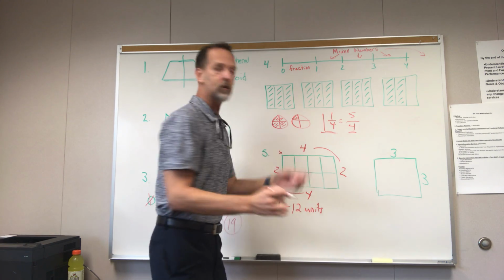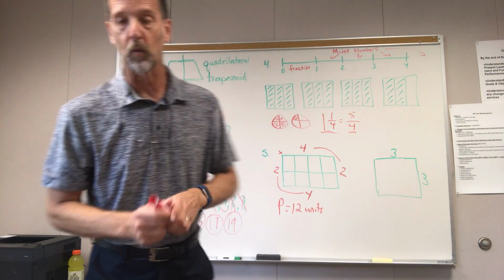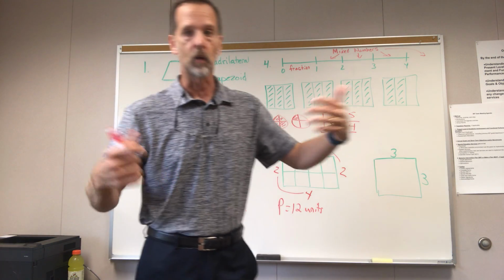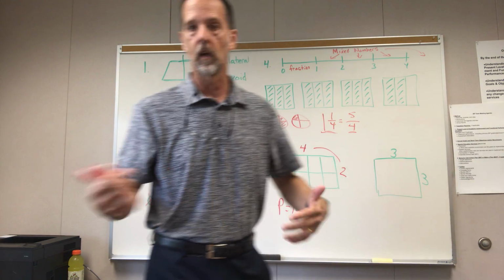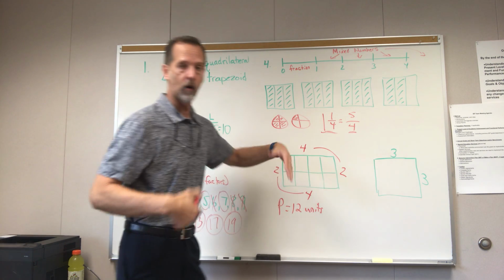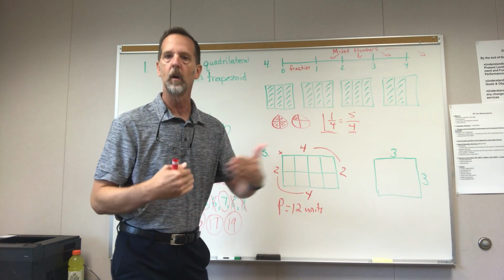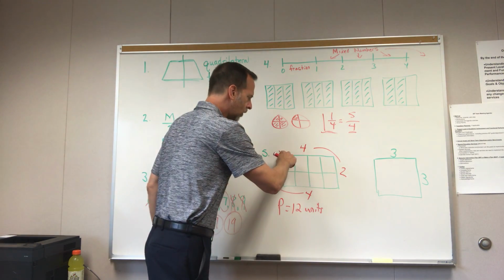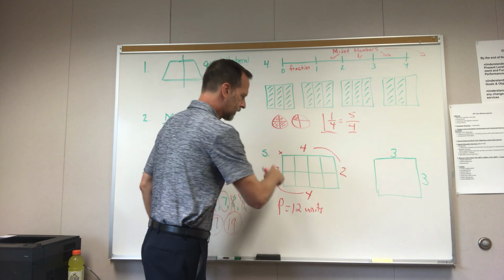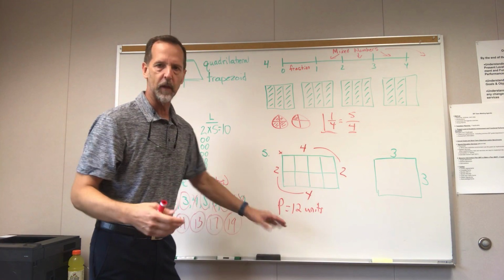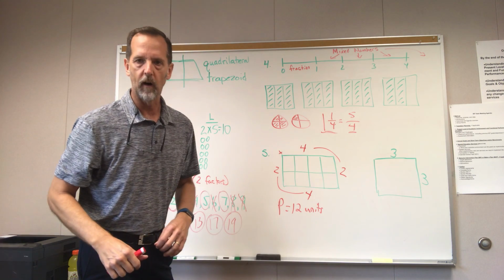Now, when you're measuring perimeter, you're measuring length. So usually your units will be named like feet, inches, yards, miles, centimeters, meters. Okay? But in this case, if there isn't anything, we use just the term units. So, 4 units, 2 units, 4 units, 2 units, and I add my way around. That gives me a perimeter of 12 units.